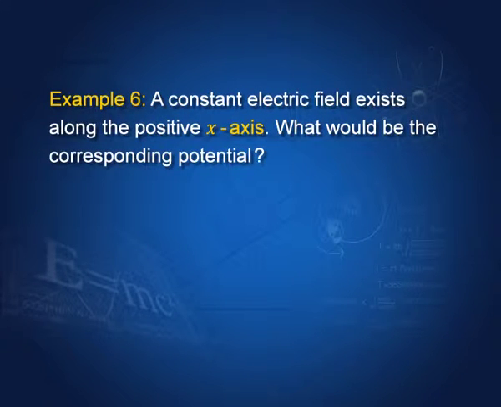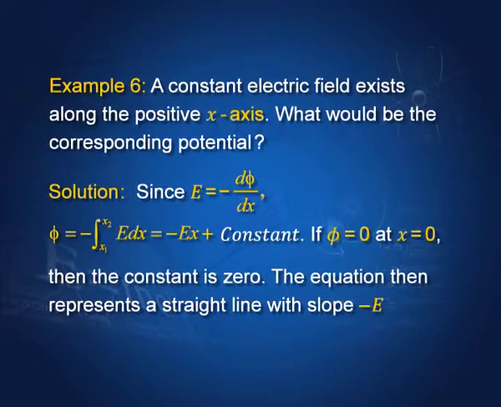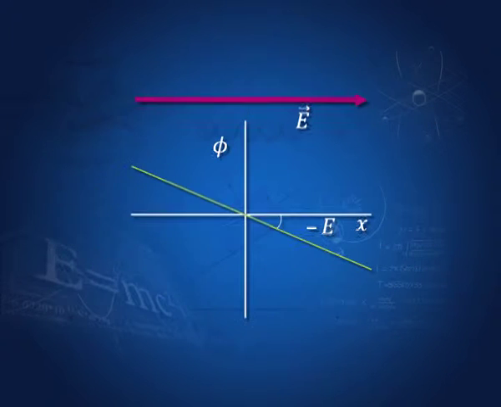Since E is minus d phi by dx and we are given E is constant along the x axis, a uniform field along the x axis, what happens to phi? If I go from x1 to x2, then phi is simply minus Ex plus a constant, and phi equal to minus Ex plus a constant is just a straight line, the green one here.